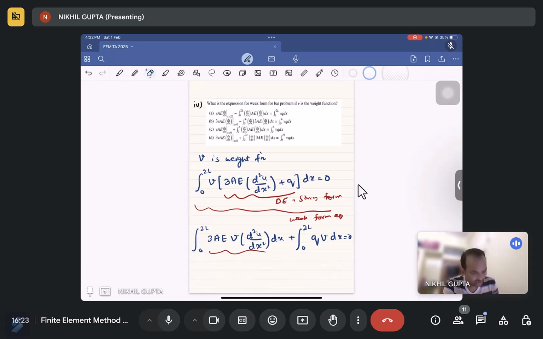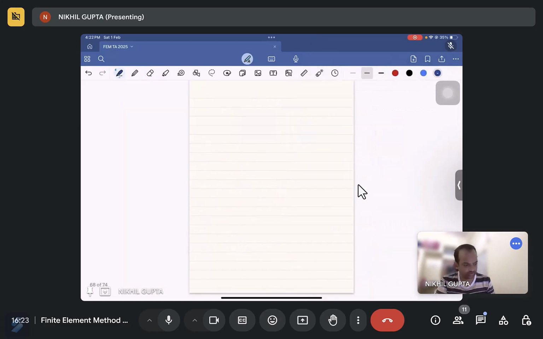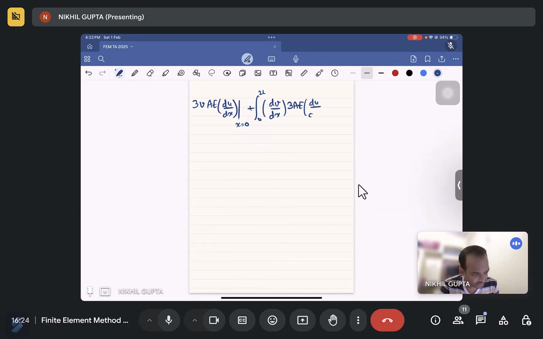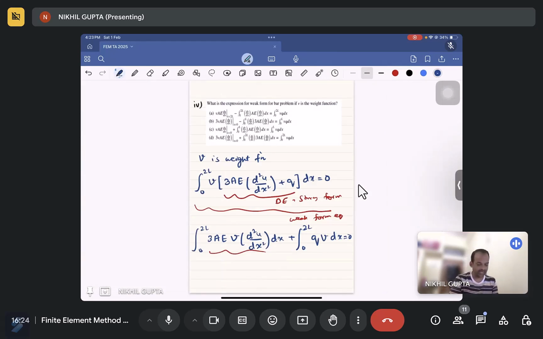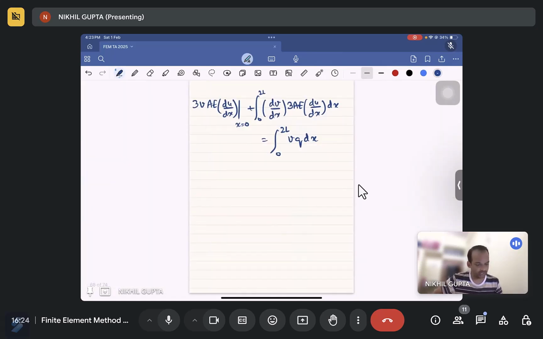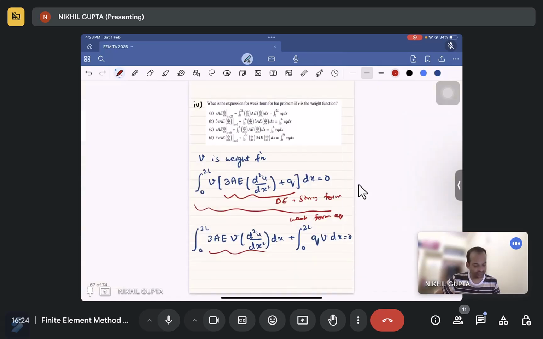Wait, I'll write on the next page. So it will be 3v AE du by dx at x equal to 0 plus the integral from 0 to 2L of dv by dx 3AE du by dx is equal to the integral from 0 to 2L of vq dx. What we have done is just solved this by integration by parts, using the Leibniz rule in 1 and 2, and got this solution. So this is your general weak form equation of the strong form, which was this. So which is the answer? D is the answer.